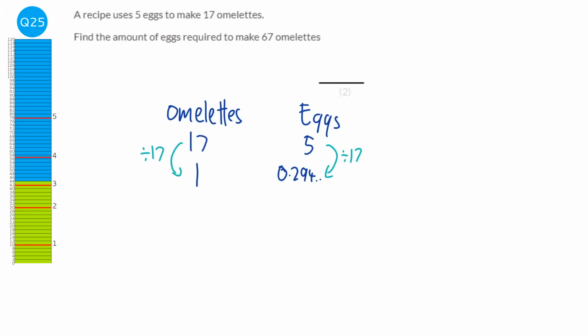Next we want to see how many for 67 omelettes. To get to 67 from 1, we times by 67, and we do that to the number of eggs, and we get 19.705 and so on. Now you can't get 0.705 of an egg. We always round with eggs, and we always round upwards, because if you need 19.7, 19 won't be enough, so we need to pick 20 eggs.